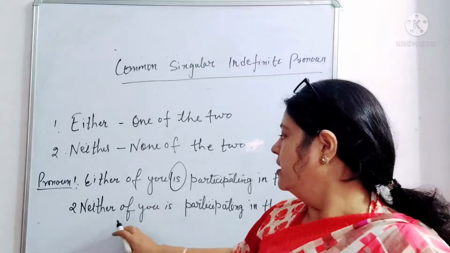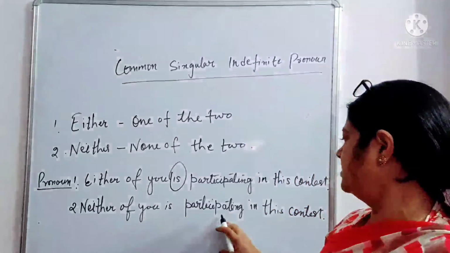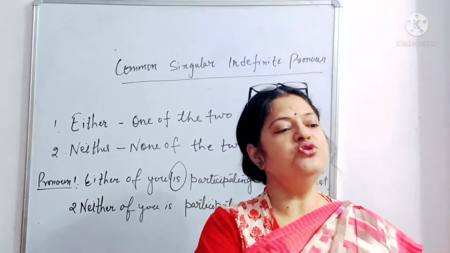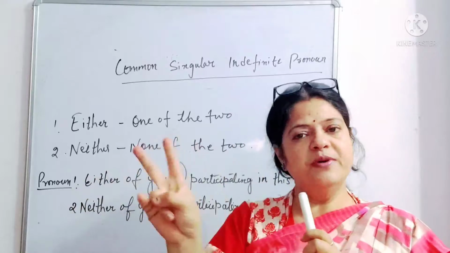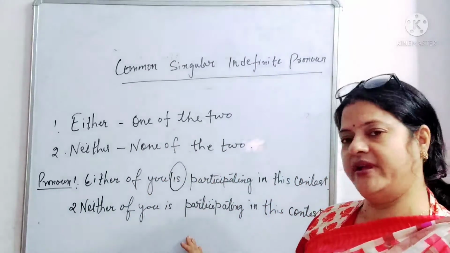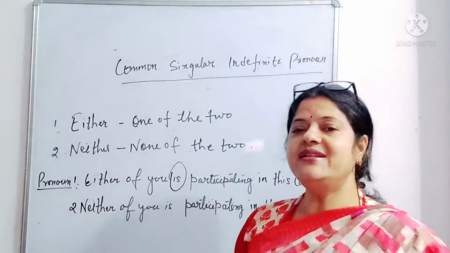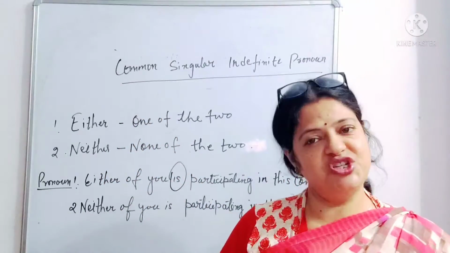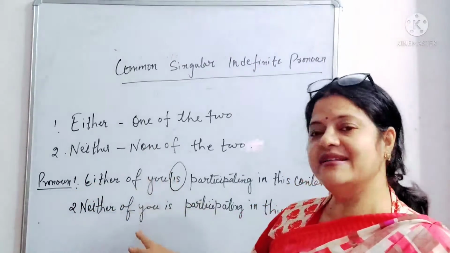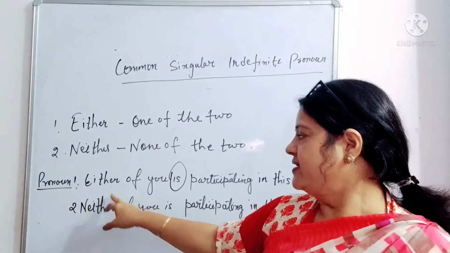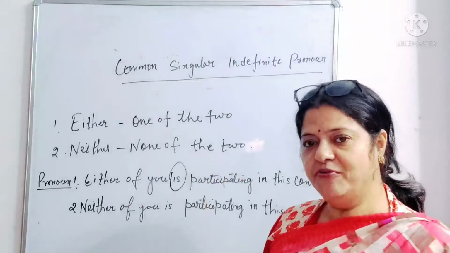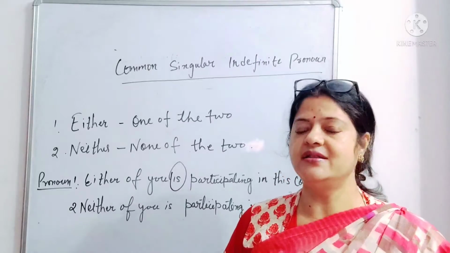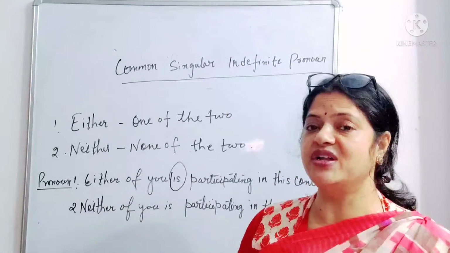Now let's see another. Neither of you is participating in this contest. It means neither am I going to choose you nor him. Okay. Not two persons are participating in this contest. Is it clear? Now let's see that either and neither can be used as an adjective too. Here we have used them as a pronoun, so either and neither are followed by the prepositional phrase of you. And now let's see how either and neither can be used as an adjective.